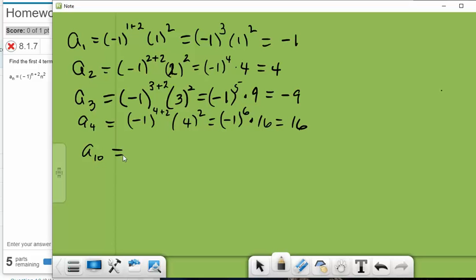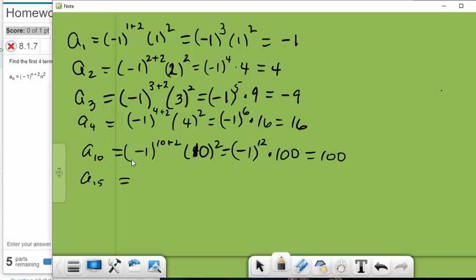And then the 10th term, negative 1 to the 10 plus 2, times 10 squared. So it would be negative 1 to an even power, that's positive 1, times 100, so 100. And then the 15th term, we will do negative 1 to 15 plus 2, times 15 squared, so that'd be negative 1 to an odd power, 17, that's odd, so that's negative 1, times 225, would be negative 225.